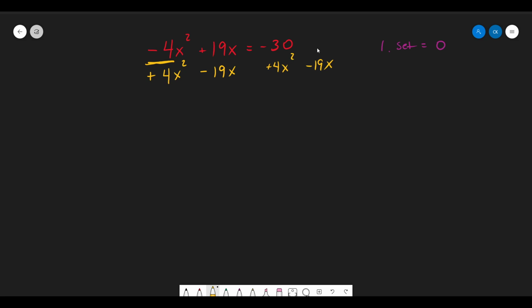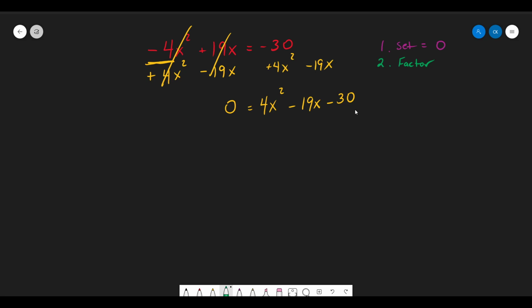So what I'm actually going to get here is this side is going to end up being 0, and over here I'm going to have a positive 4x squared minus 19x minus 30. Now I have a positive coefficient here. It's equal to 0. Step 1 is done. So now I'm going to do step 2, which is factor. So I'm going to take this side and I'm going to factor it.